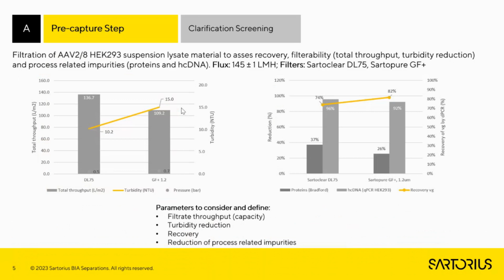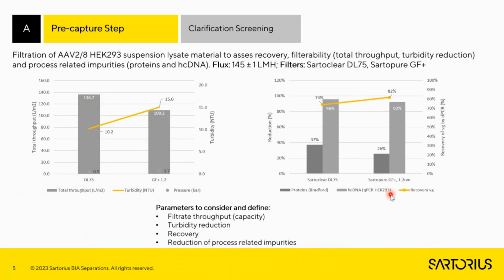So the two graphs represented here, if we focus on the left one, let me just bring up the pointer. On the left one, we see the total throughput of the two filters, and we see that we have approximately a third higher throughput, so a third higher capacity obtained on the DL75. We have also better turbidity reduction, assuming that they are normalized to similar pressures. So the depth filters also work in such a way that you have to maintain not only turbidity, but also pressure should be considered.